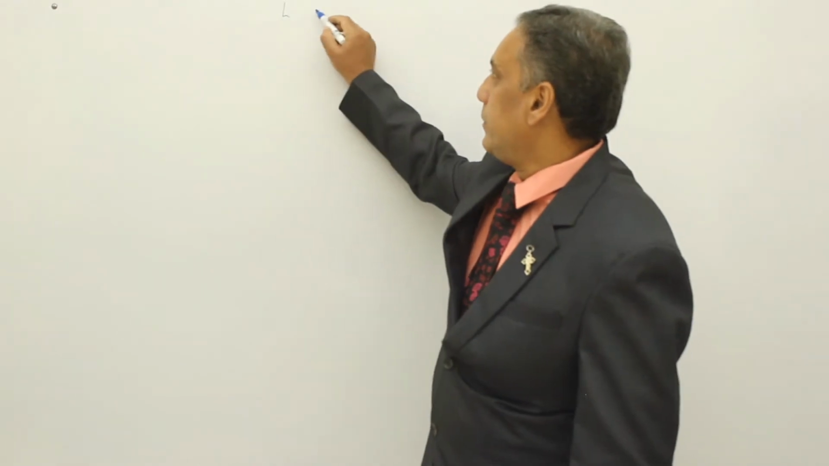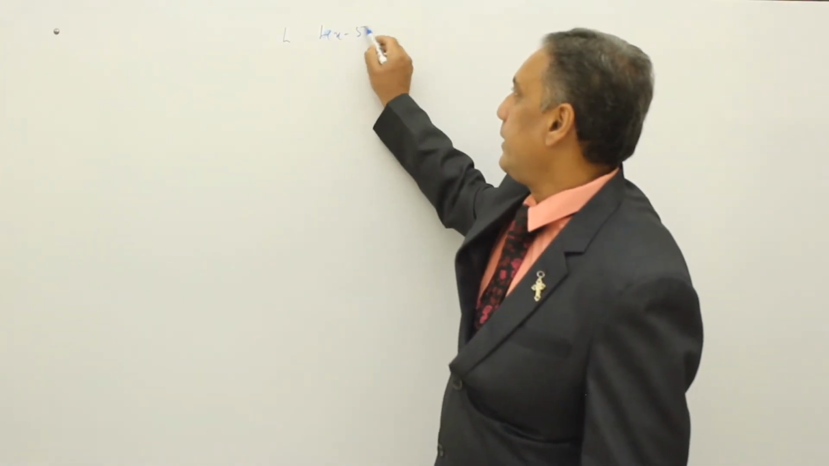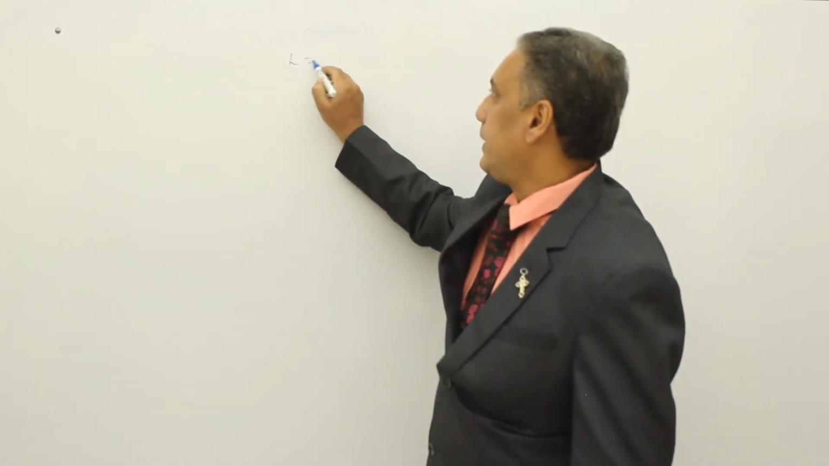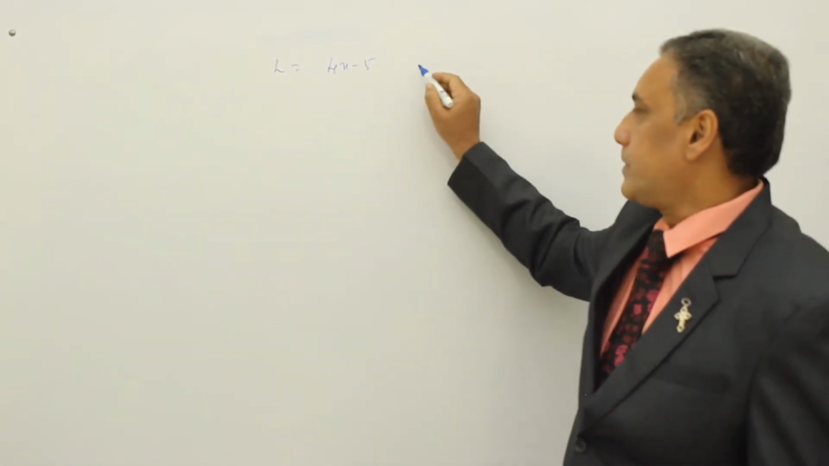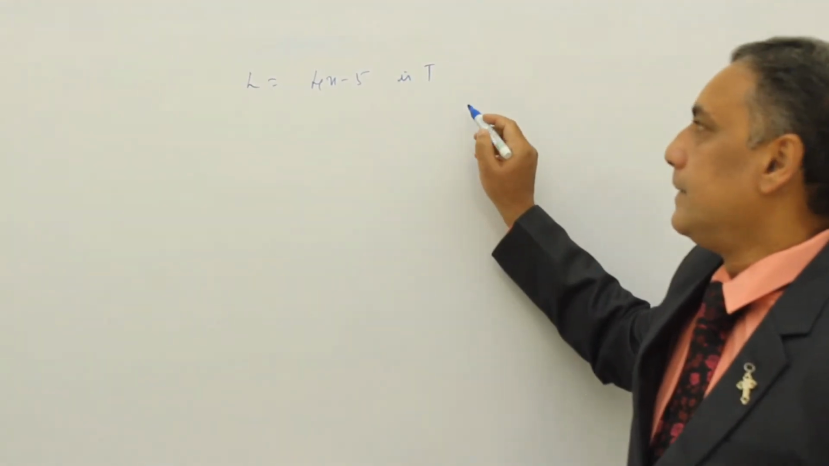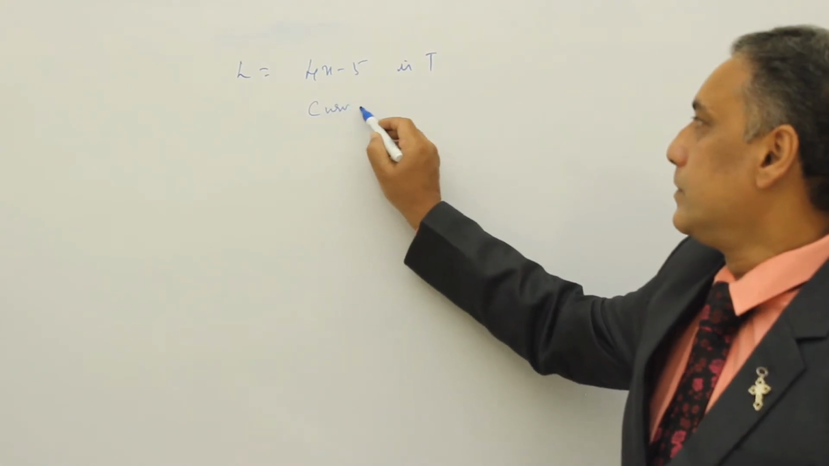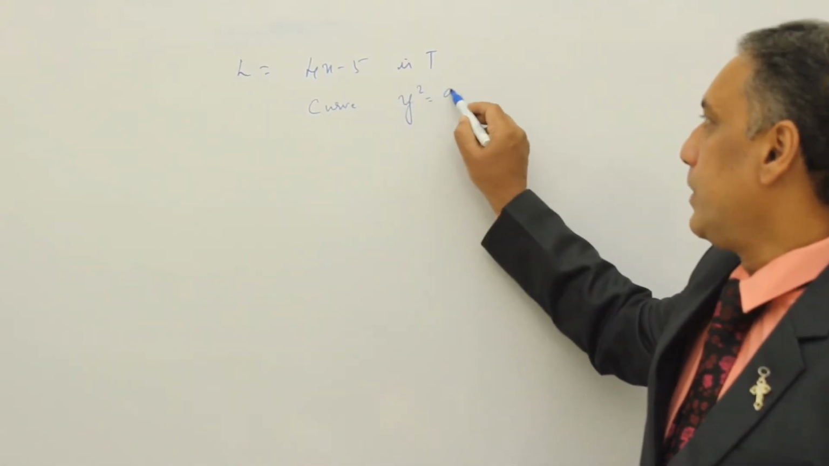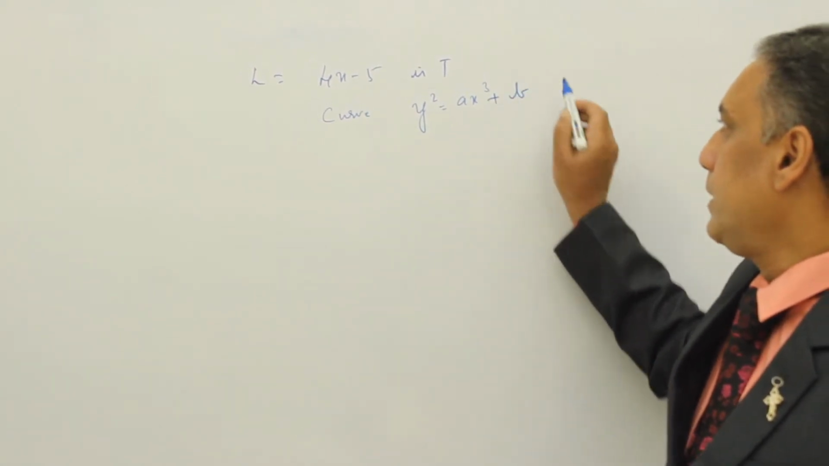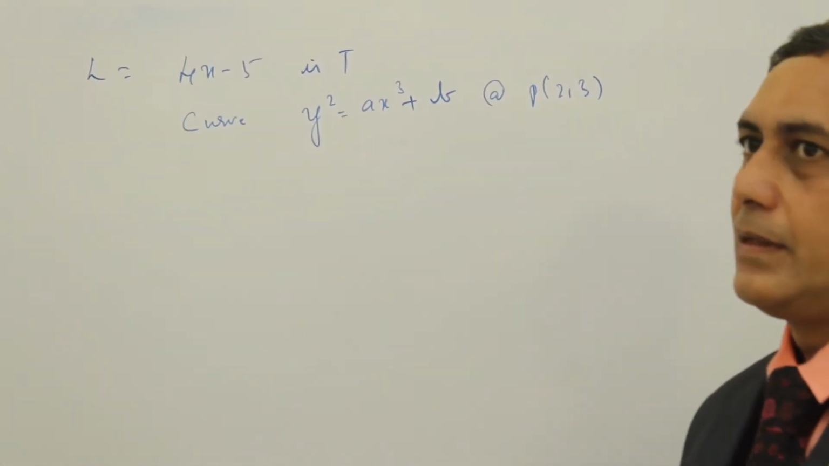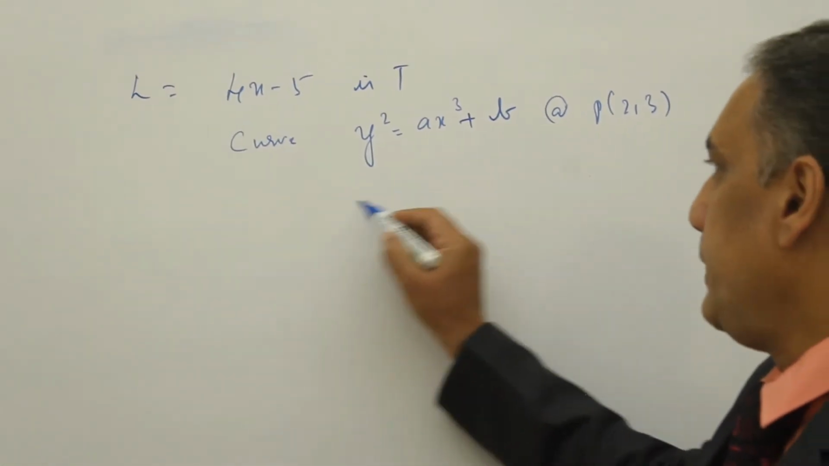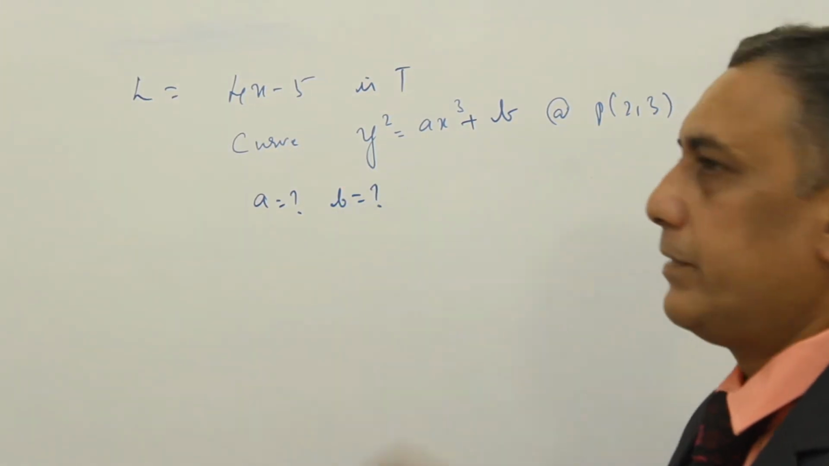So let's do example 5. The line y equal to 4x minus 5 is a tangent to the curve y square equal to ax cube plus b at the point 2, 3. Find a and b. So a equals question mark, b equals question mark.